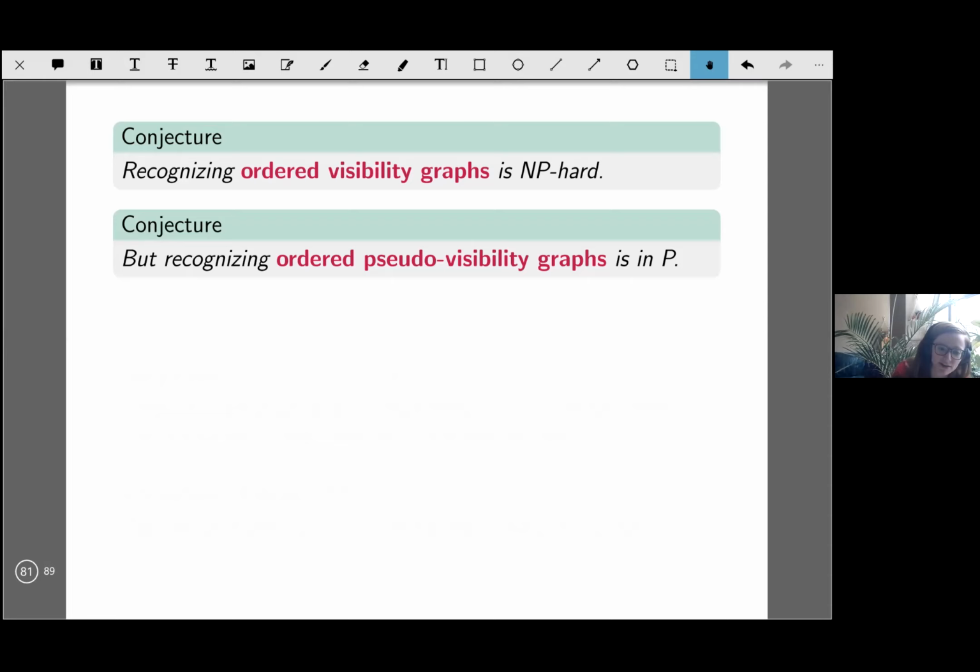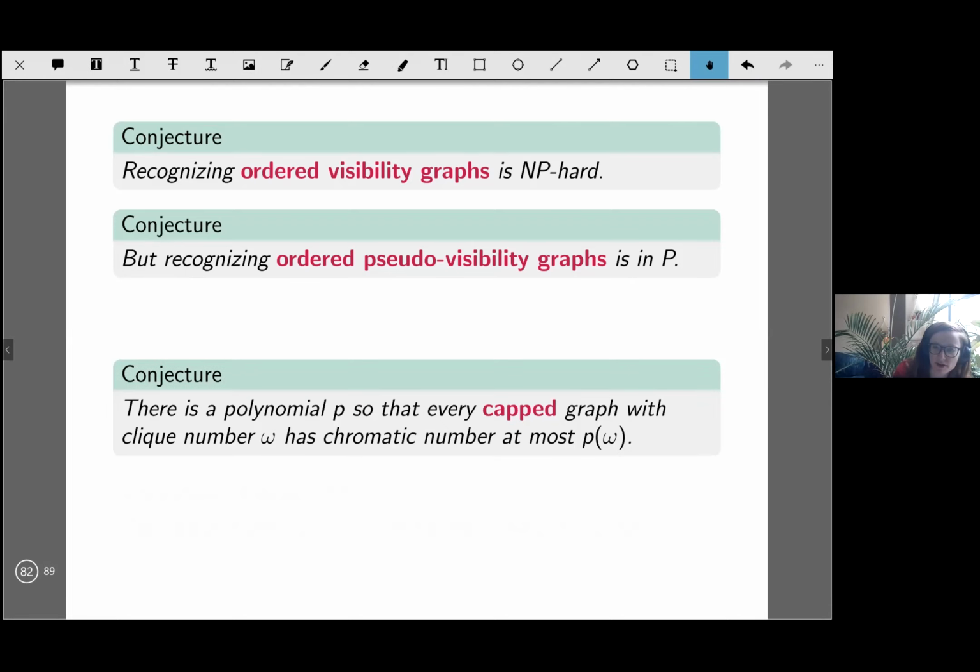And then finally, I mentioned at the very beginning, can you get a better approximation for the chromatic number this way? For that, we'd at least conjecture that there's a polynomial P, so that every capped graph with this forbidden configuration, every capped graph with clique number omega, has chromatic number at most P of omega. And I should mention that this implies that the same thing holds for pseudo-visibility graphs, because remember, we reduced to the case of capped graphs.